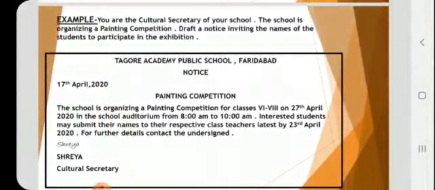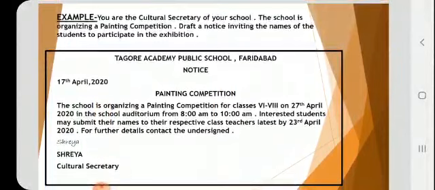Now this is an example, a sample notice. You read it carefully. This is about an event, and the event is a painting competition. It includes all the relevant information like time, venue, and all the information.